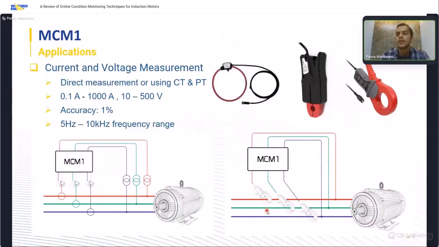It can be directly measured from the motor or sampled from the CT or PT. This device has the accuracy of 1%, and each sensor can have a frequency range of 5 to 10 kilohertz, as you can see here.